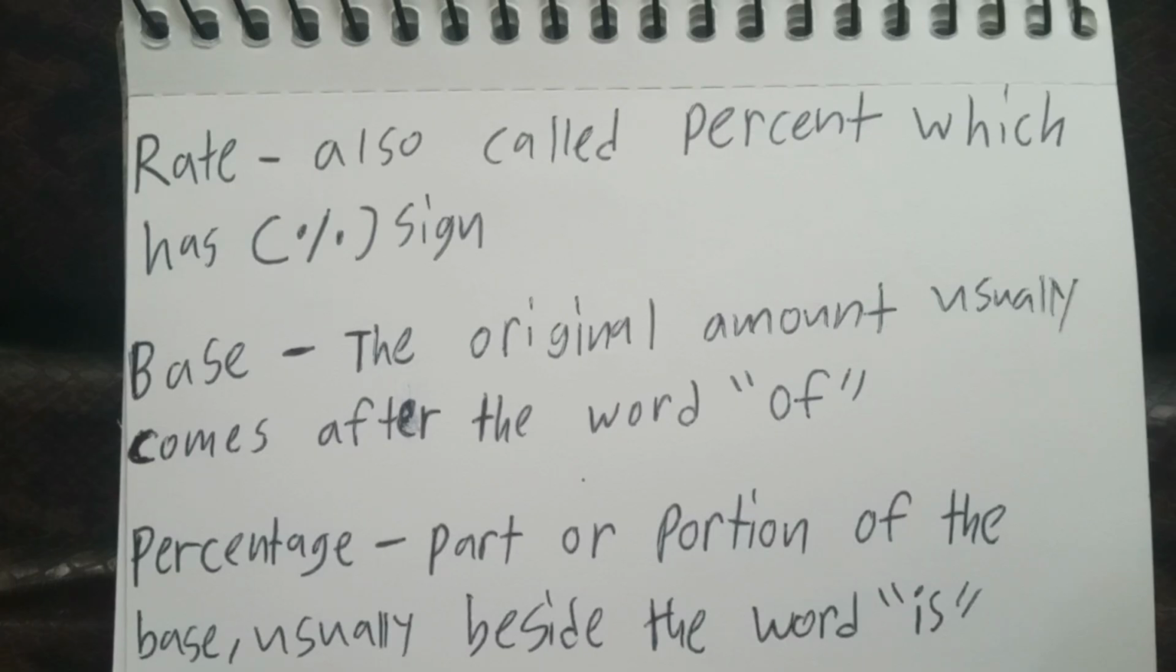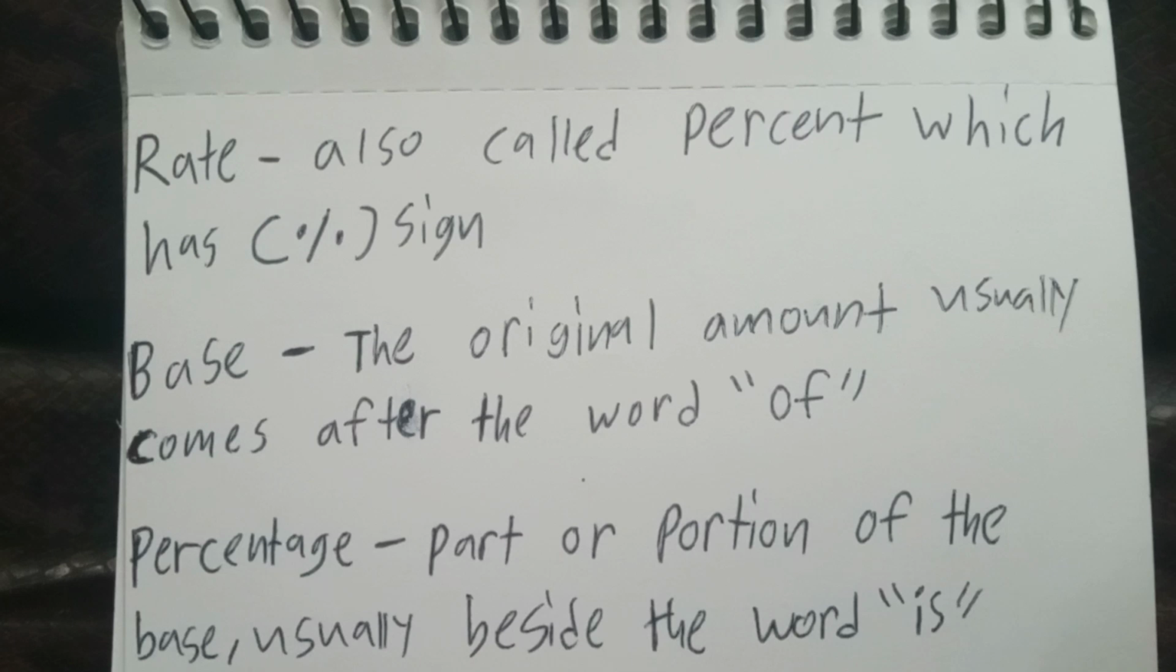So let's start first by discussing the terms and their meaning. Let's start with the word rate. Rate is also called percent, which has a percentage sign. And base is the original amount, usually coming after the word "of." And lastly, percentage is the part or portion of the base, usually beside the word "is."